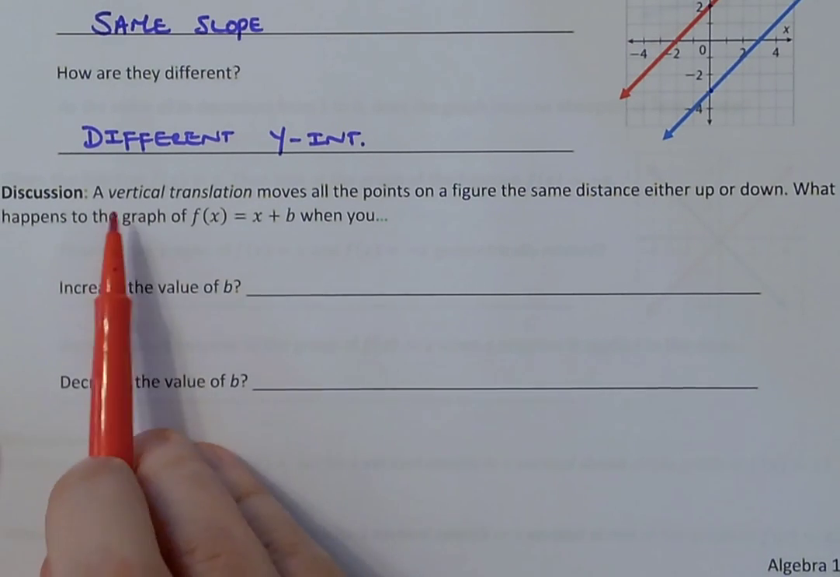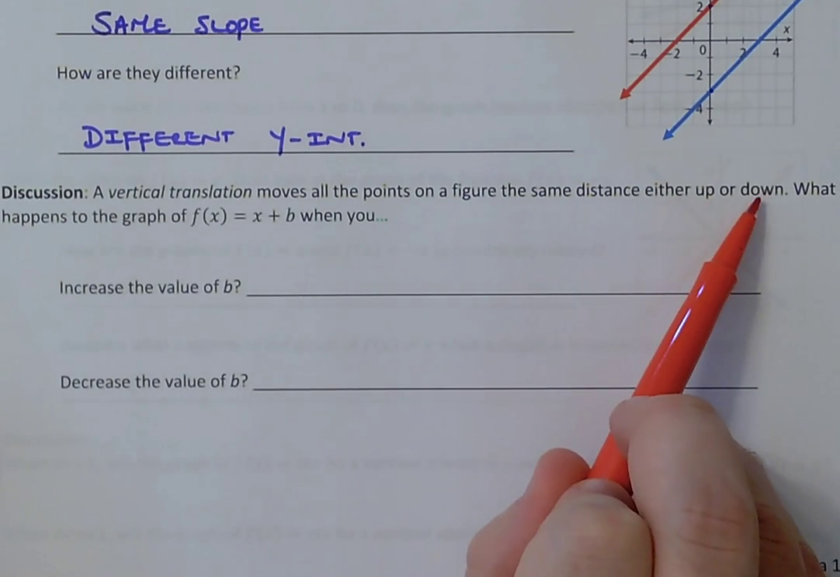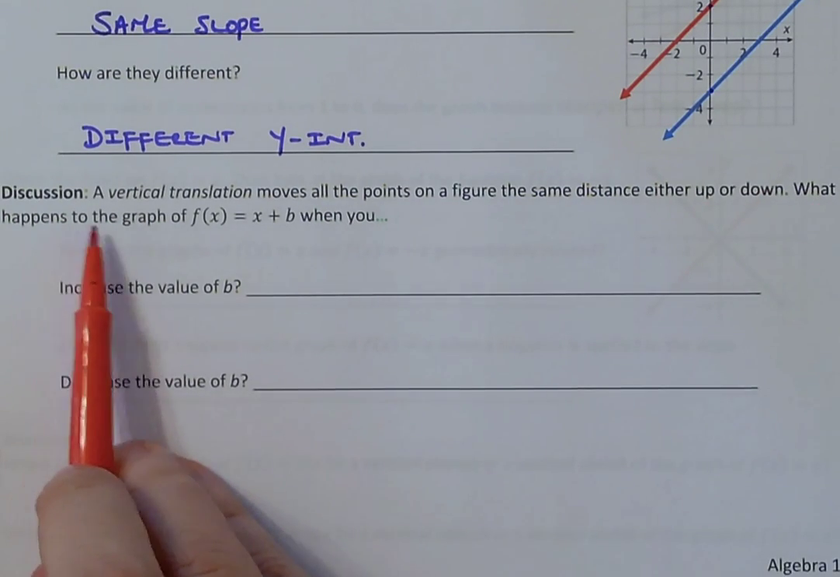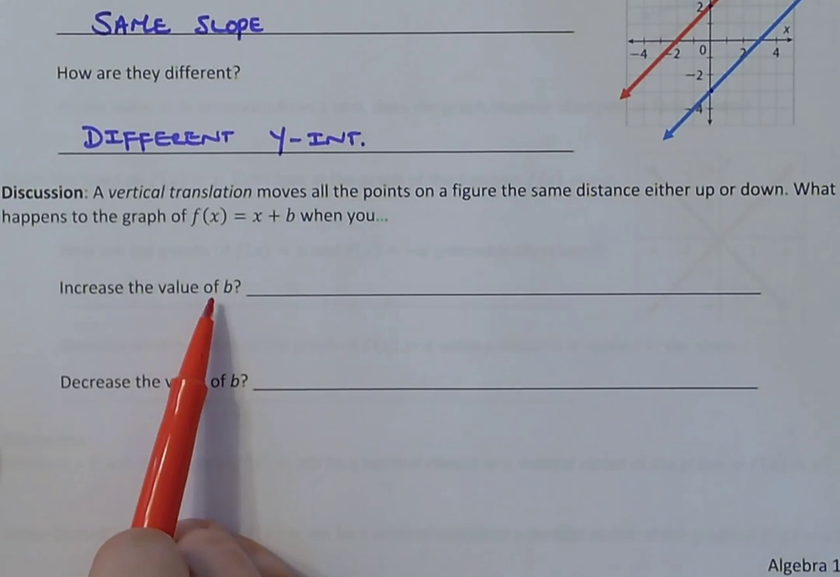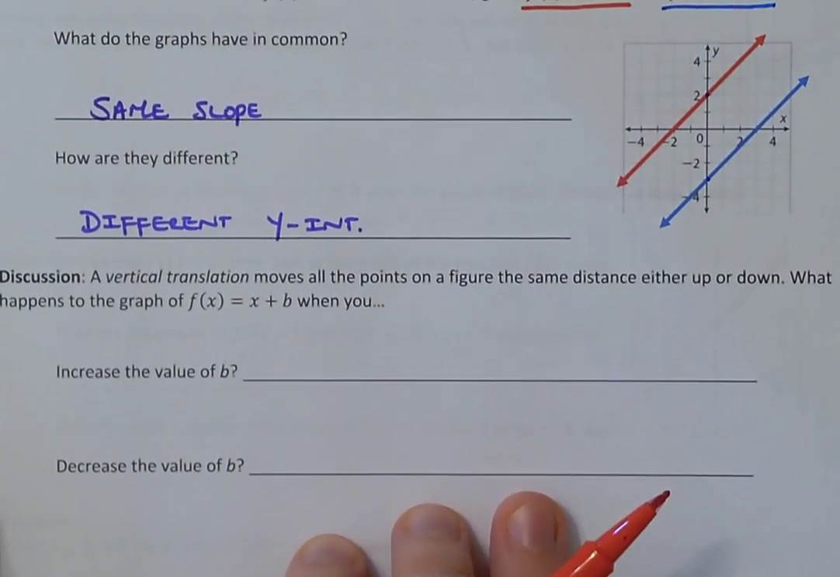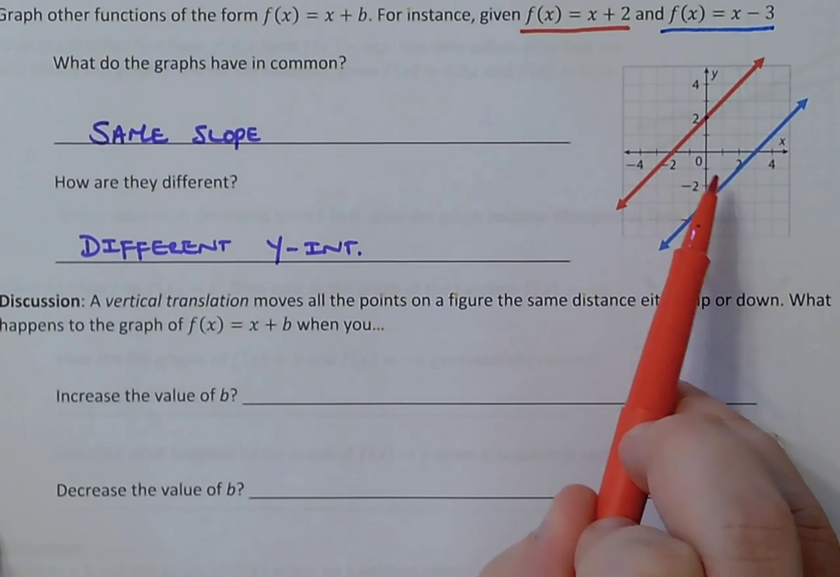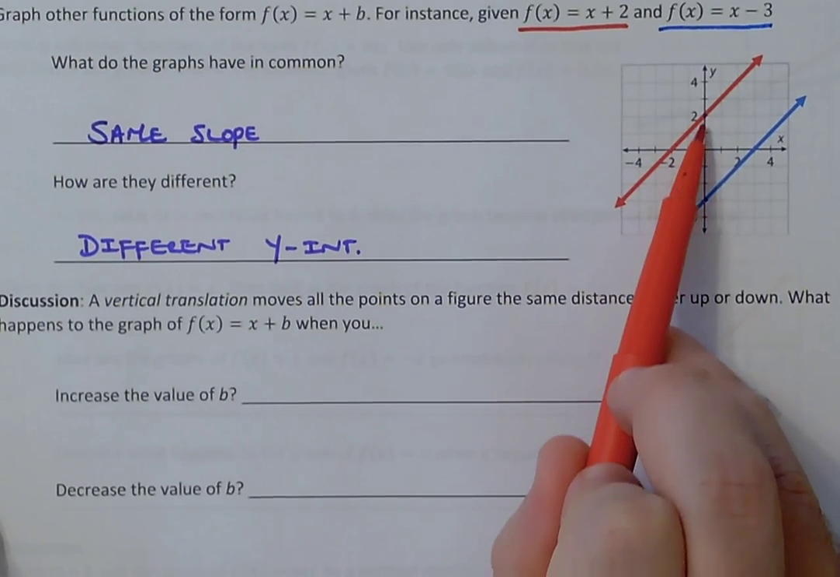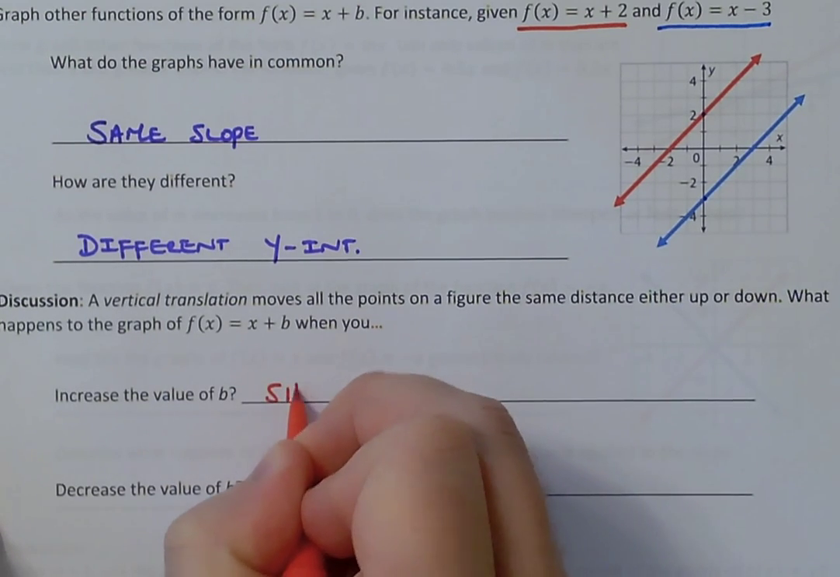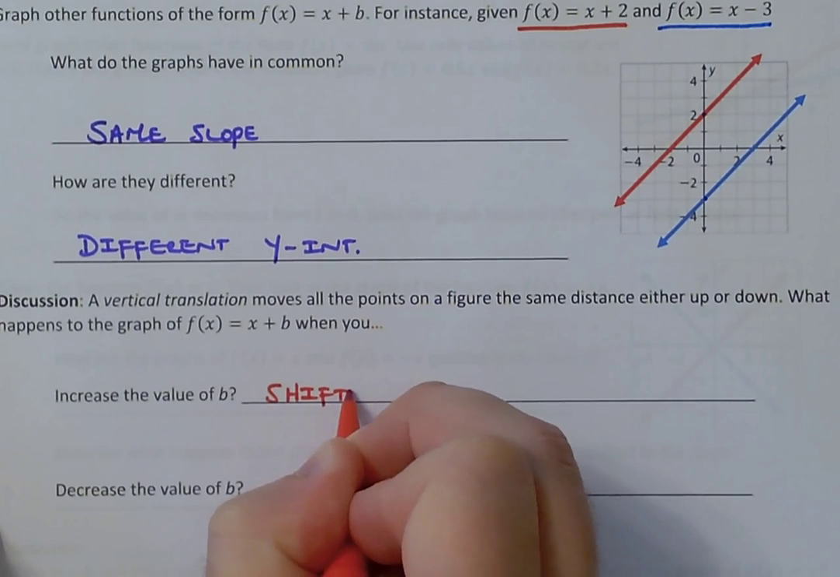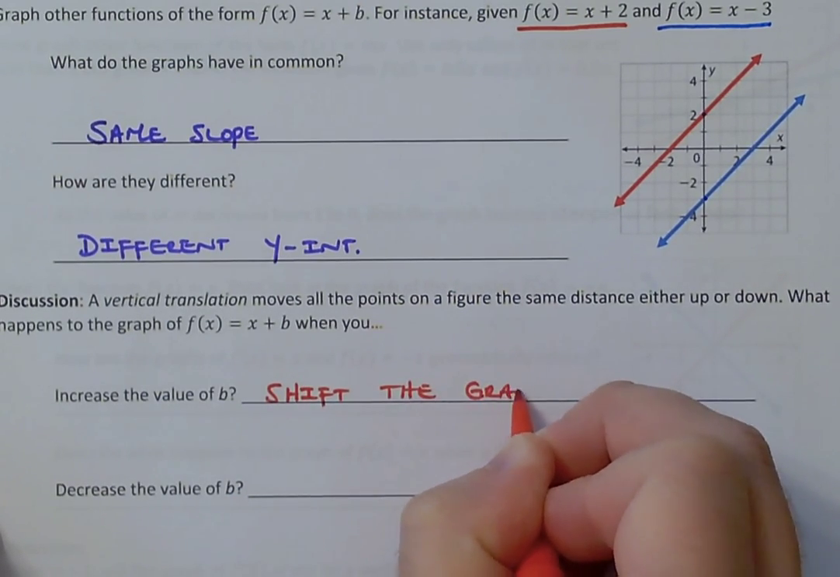So, a vertical translation moves all the points on a figure in the same direction, either up or down. So, what happens to the graph of f of x equals x plus b when you increase the value of b? Well, when you increase the value of b, like we did in the red line, the graph of f of x equals x moved up. So it shifts the graph up.